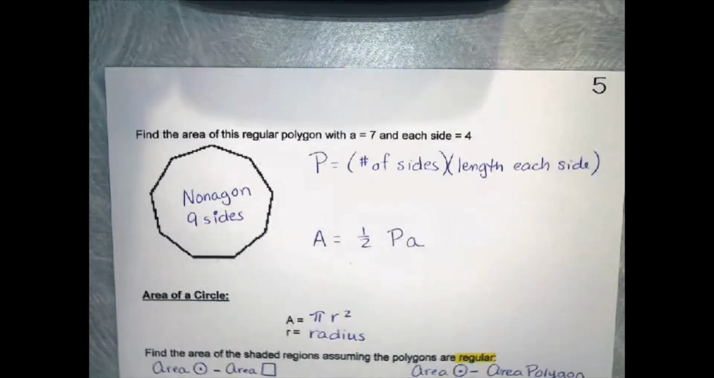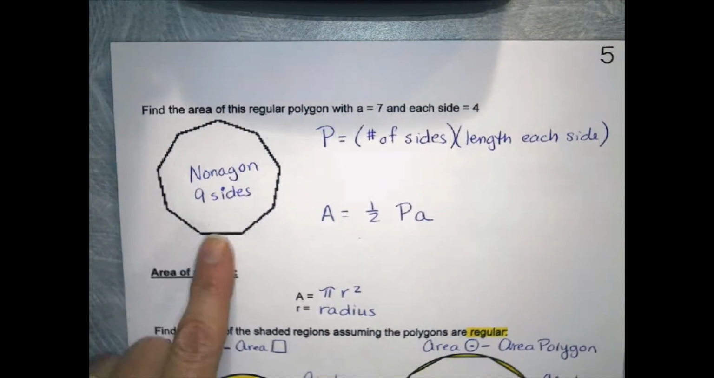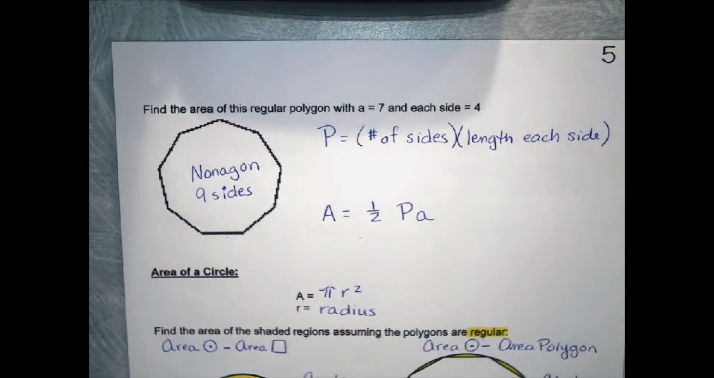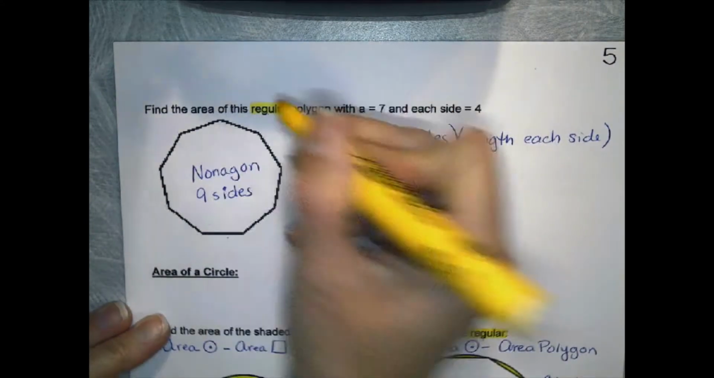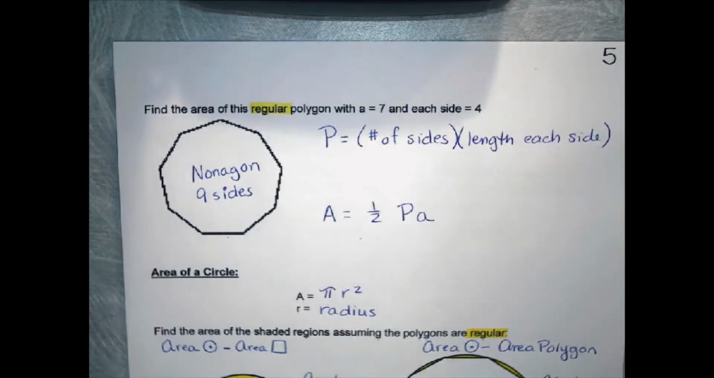This first example, we're looking at a nonagon. A nonagon has 9 sides. It's important to read the question carefully and note that this is in fact a regular polygon. If it were not regular, I could not use this formula.